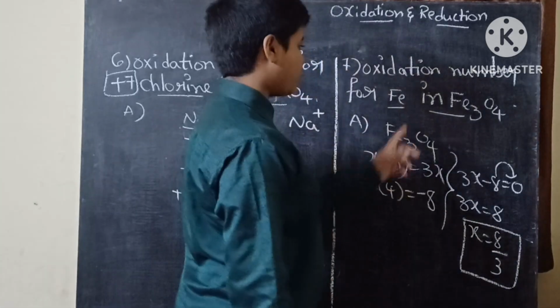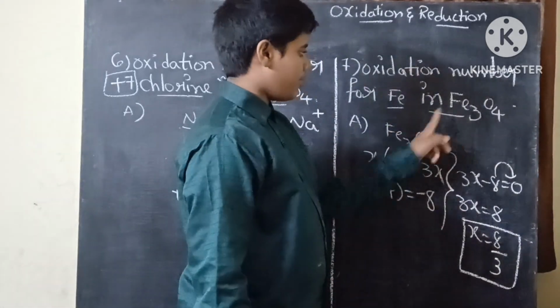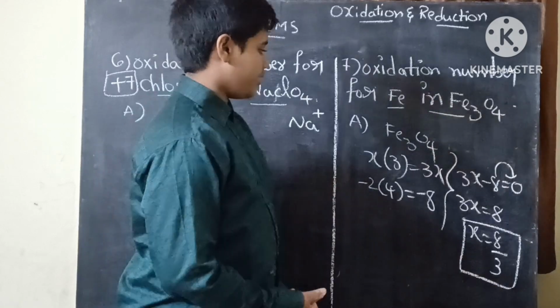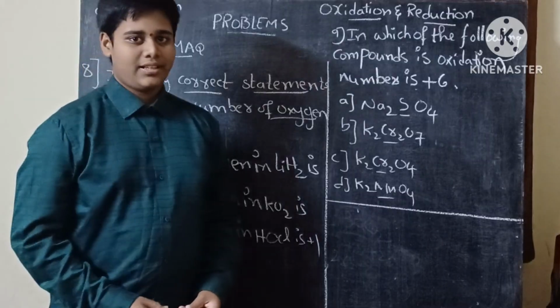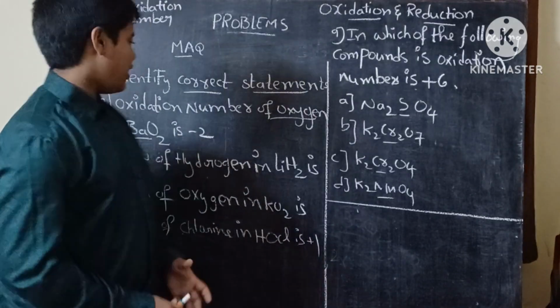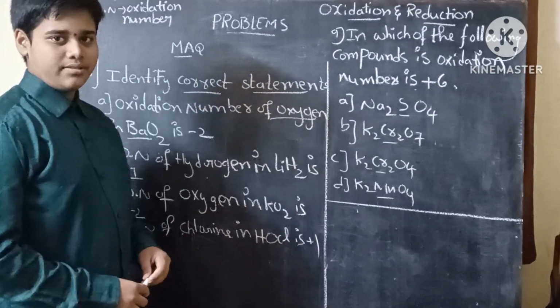Okay. So here the oxidation number of iron in this compound is 8 by 3. So this is the 7th question. And the 8th question: identify correct statements. Here we have to identify correct statements.